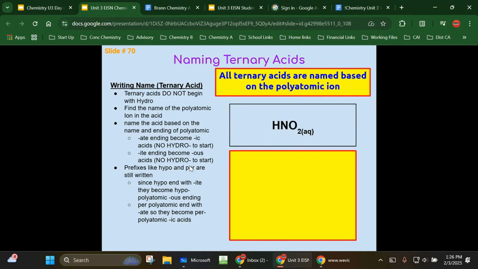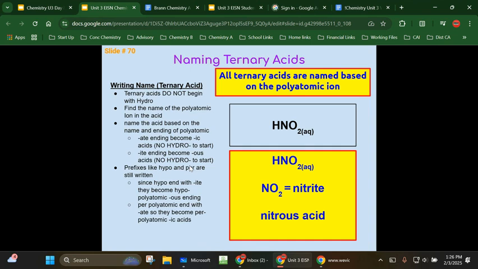Here's the HNO2. You just told me NO2 was what? Nitrite. Nitrite becomes nitrous acid. That is why we eliminated the ones with IDE ending. We couldn't do this with them, right? So ATE becomes an IC acid. ITE becomes an OUS acid. If there is something in front of the polyatomic, per or hypo, it stays. But ITE always becomes an OUS acid. ATE always becomes an IC acid.